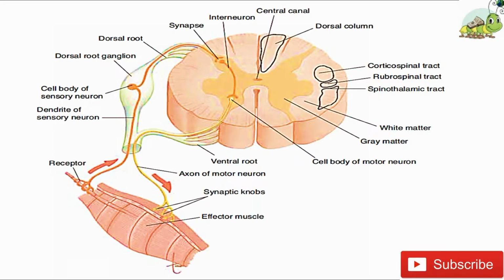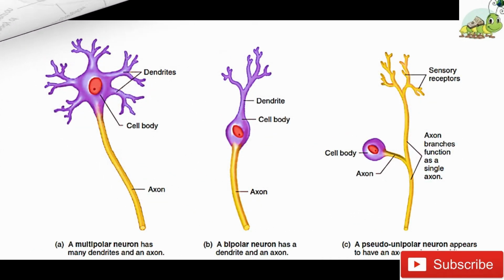Multipolar. They have one axon and many dendrites, with a cell body displaced to one side of the axon. Motor neurons are a prime example of this.